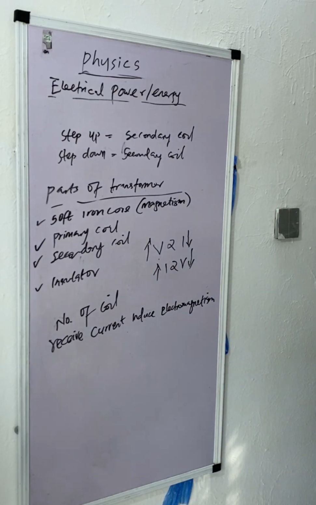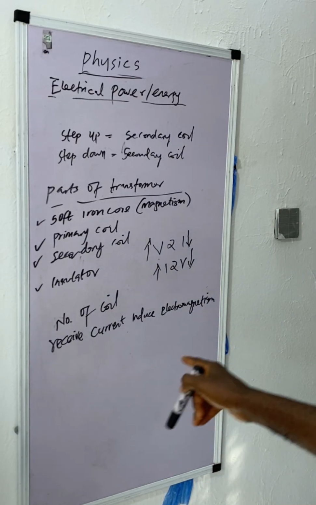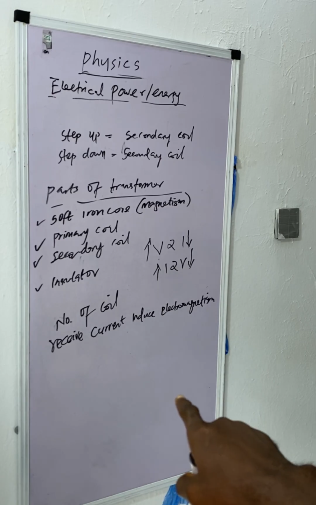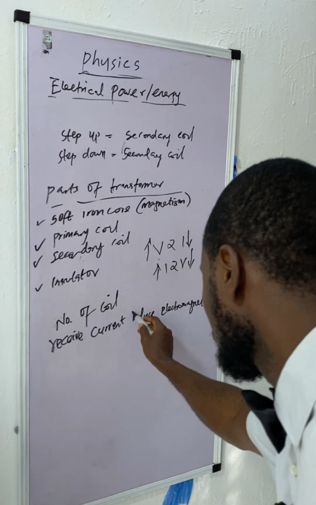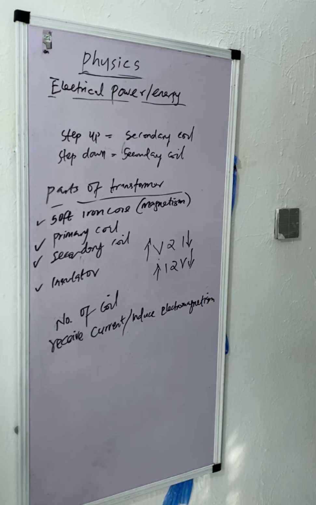The function is to what? Number one, receive current. Number two, induce electromagnetism. That is responsible for the conversion of current, or for the step up or step down of current in the secondary coil.